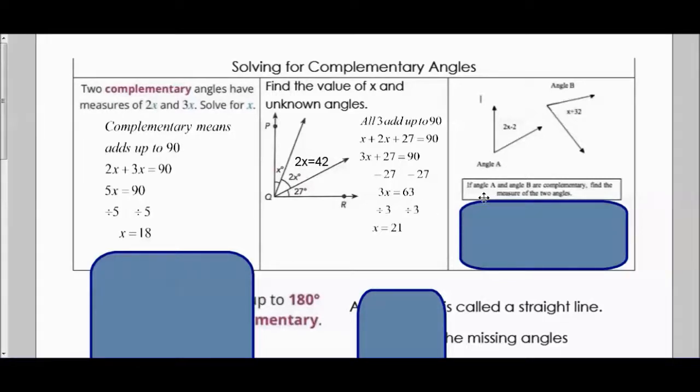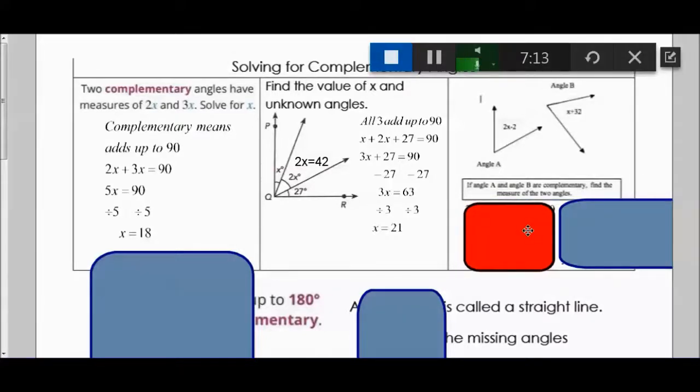The last one says if angle A and B are complementary, find the measure of the two angles. So we want to find the measure of that one and that one. That says 2x minus 2 and x plus 32. Alright, so we can set up the equation. We know that these two added together is 90 degrees. That one plus that one, 2x minus 2, plus x plus 32 equals 90 degrees.